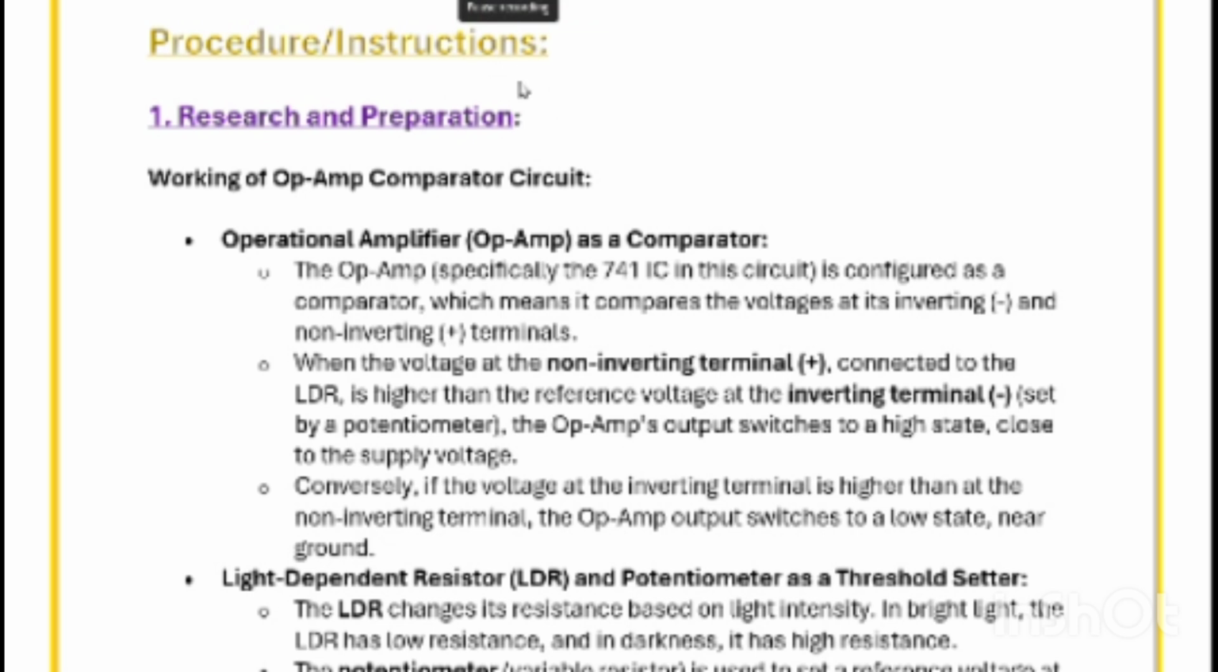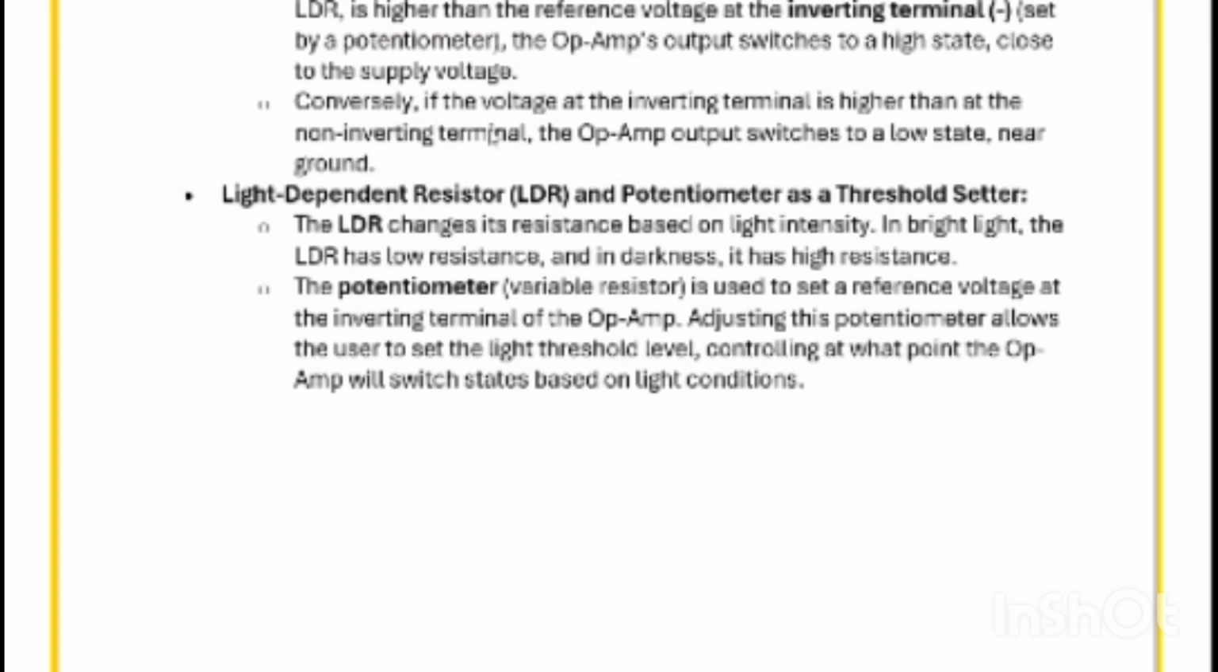When we think of the procedure, the first thing is the working of the op-amp comparator circuit. The op-amp has two terminals, the non-inverting terminal and the inverting terminal. The op-amp operates as a comparator, comparing voltages at its non-inverting and inverting terminals to switch its output. Then the second is the LDR, that is light dependent resistor, or potentiometer. The variable resistor, that is the potentiometer, allows us to set the reference voltage at the inverting terminal of the op-amp, and by setting this value we are able to determine the light level at which the LED will turn on or off.